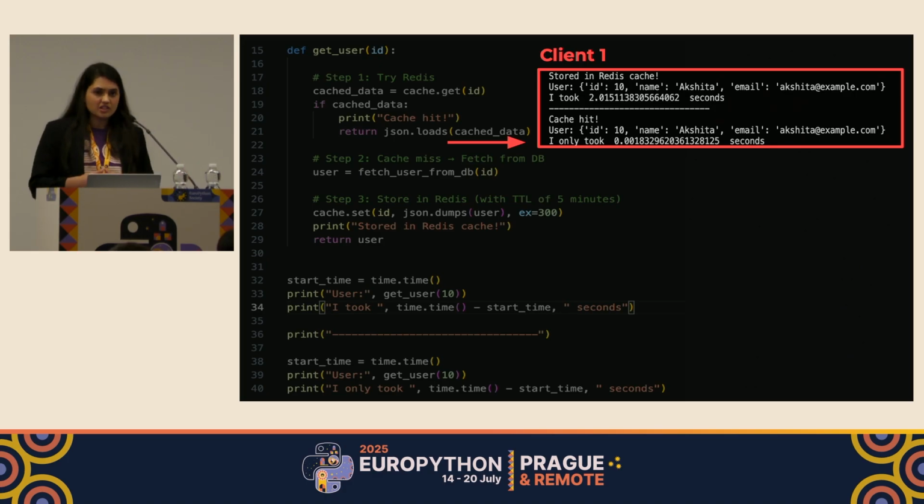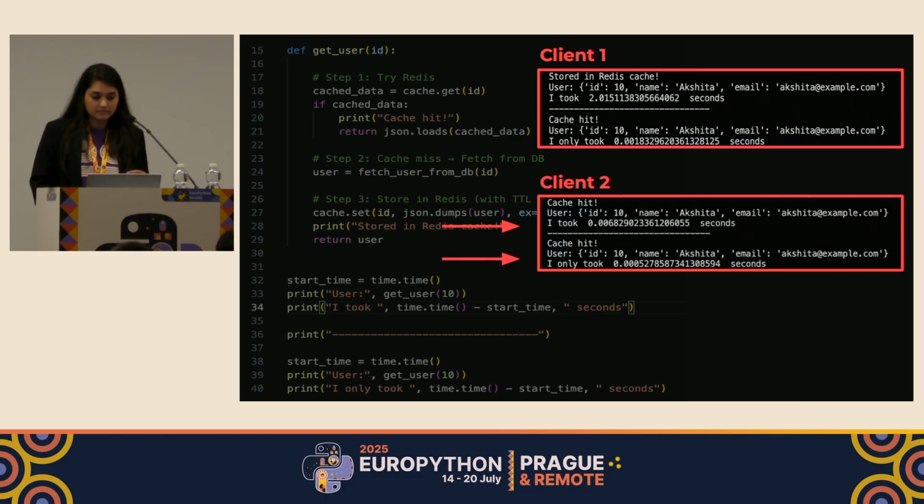But we are central and distributed, right? Let's try rerunning our script from another client and see what happens. As we can see, running from a new client, it hit the cache both times and gave us both the results in less than a second.